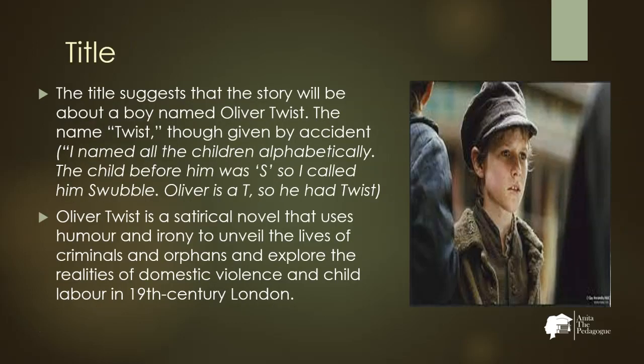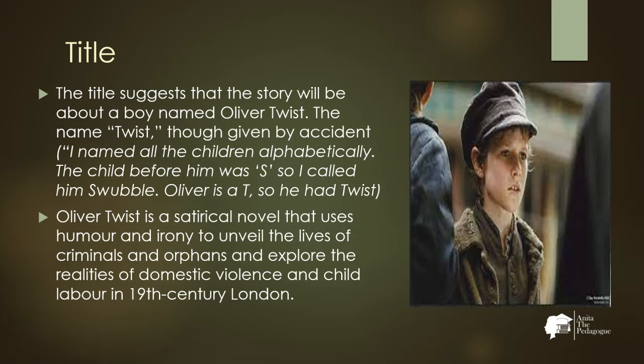The title suggests that the story will be about a boy named Oliver Twist. The name Twist, though, was given by accident by the character Mrs. Mann, and I quote, "I named all the children alphabetically. The child before him was S, so I called him Swabble. Oliver is a T, so he had Twist."